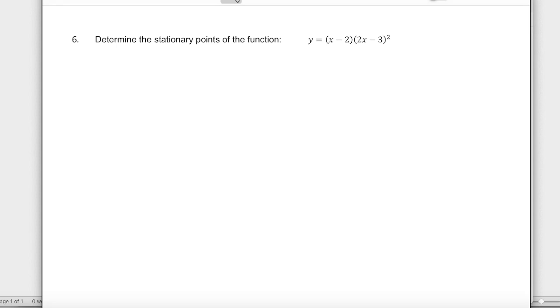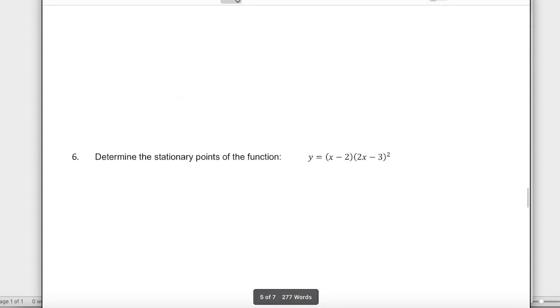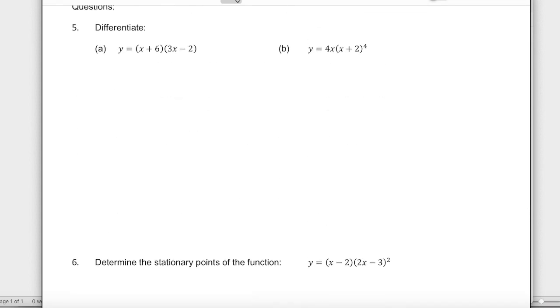So go back and have a go at questions 5 and 6, and pause the video at this point to have a go, and then come back and have a look at the solutions.